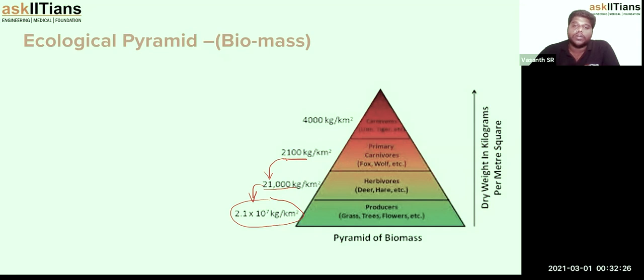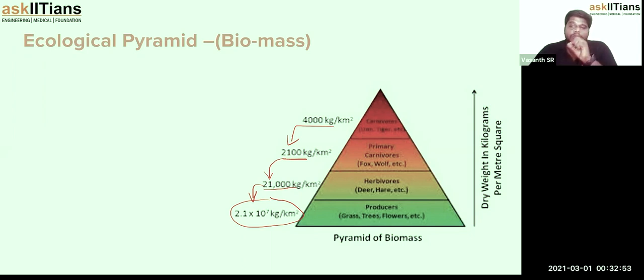So you can see that the biomass will be reduced. When the number of organisms is reduced, which we saw in the ecological pyramid of number, it is obvious that the biomass that the organisms contain will also be reduced. So that is the principle on the basis of which the ecological pyramid of biomass is built.